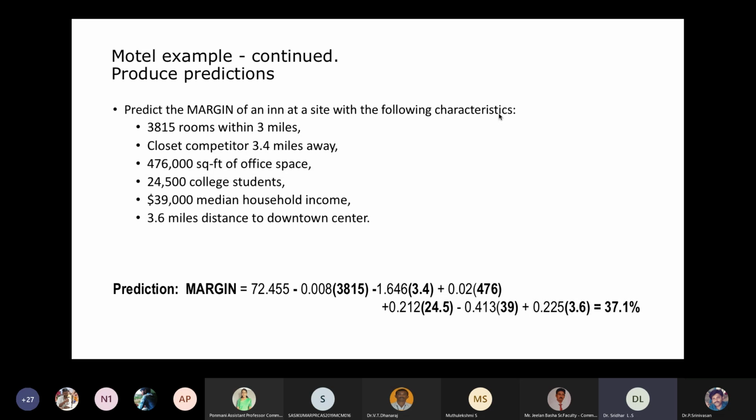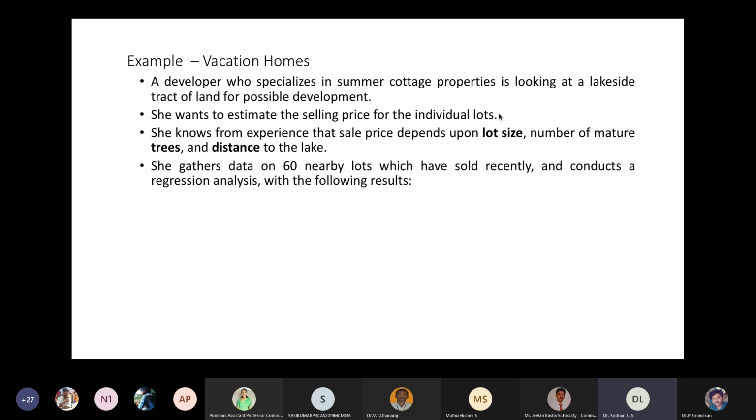3815 rooms within 3 miles, closest to that, 4,76,000 square feet, 24,500 college students, 39,000 median household income, 3.6 miles of distance. All together considered, I'm getting 37.1 percentage as the approximate R squared value, which means the regression value, the relationship value. This is the model I proposed earlier. You have seen the model which was proposed, and now I'm getting this.